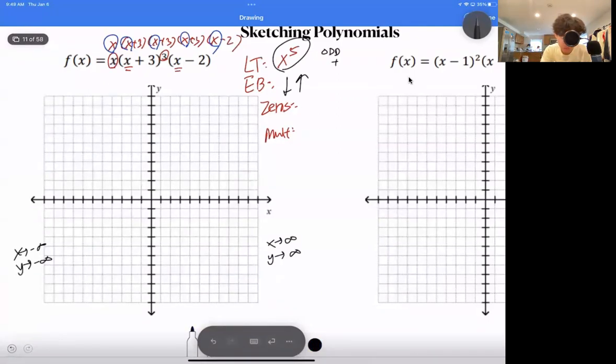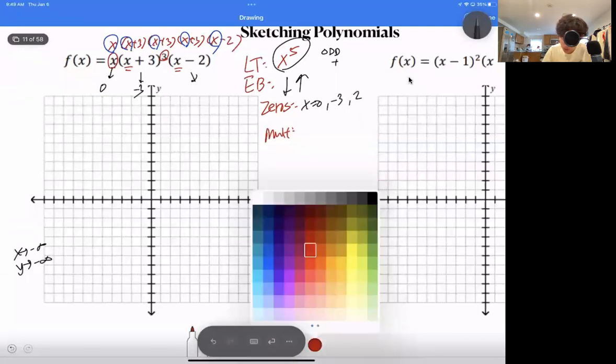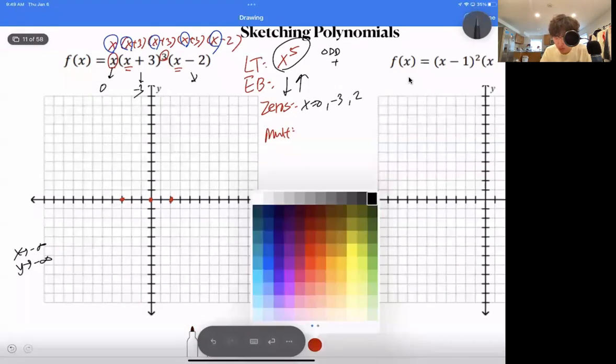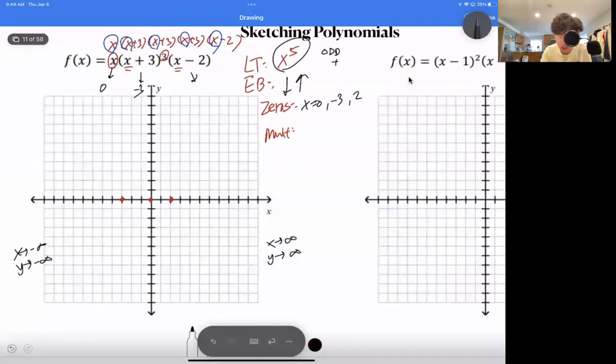The zeros. Zeros happen at 0, because that still counts as one of the zeros there. That's at -3, and that's at +2. And so I am going to go to my graph and plot 0, -3, and +2. Multiplicity. Do I see a multiplicity? Yes, I do. I have multiplicity of 3 at x equals -3.